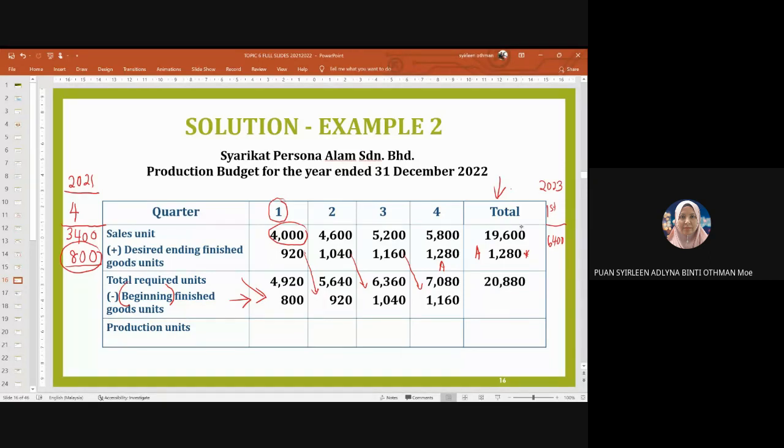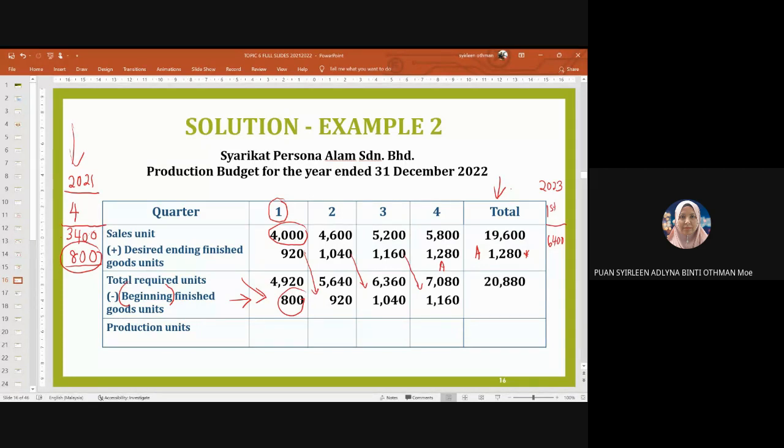Okay, so this 800, saya kena sediakan yang ni dulu. So kita nampak sales untuk kuarter terakhir 2021 is 3,400. Mana dapat 3,400? Kan dia tambah setiap kuarter tu 600. So kalau kuarter pertama 2022 is 4,000, so kuarter sebelum tu mestilah tolak 600. So dia jadi 3,400. Okay. Lepas tu ending inventory policy dia sama. Ending inventory policy dia ialah 20% daripada next sales volume.